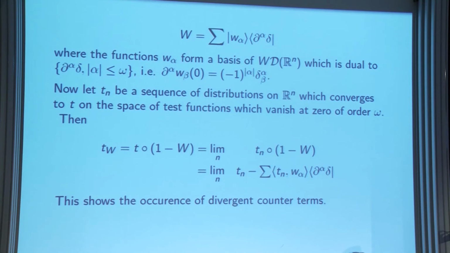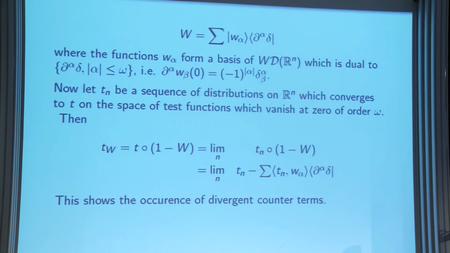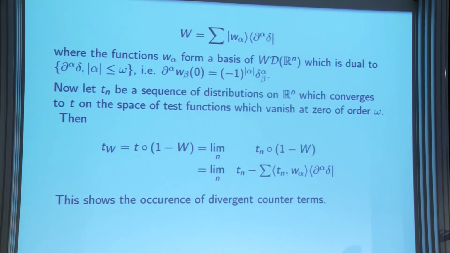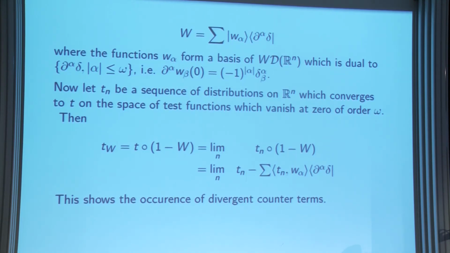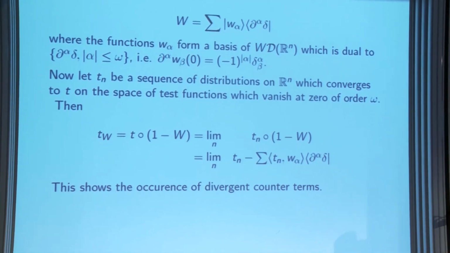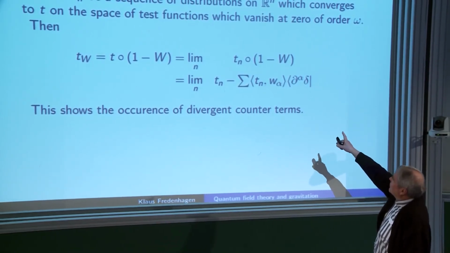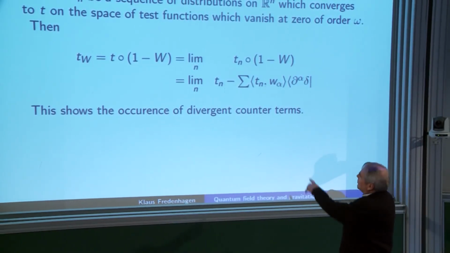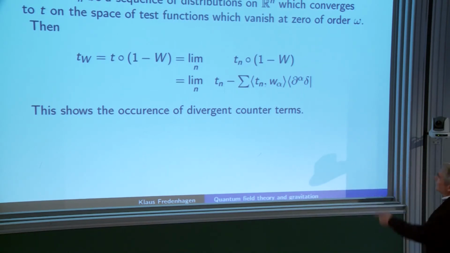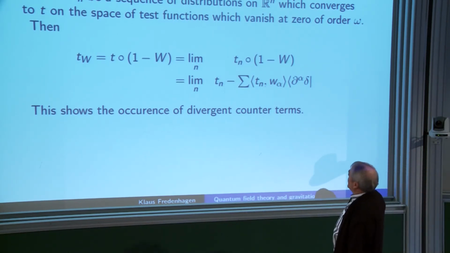Now, assume we have some regularization technique. So we replace T by some sequence T_n, and we assume that T_n converges to T on the subspace of test functions which vanish at the origin. Then T_W was defined as this composition of T with 1 minus W. Now I replace T by T_n, and then I can apply T_n to both terms. So first I apply it to the unit, and then I apply it to this projection W.